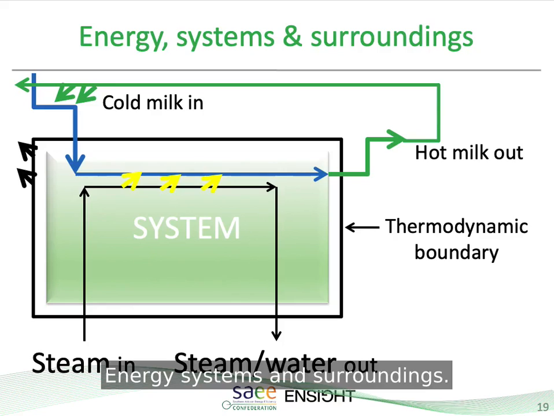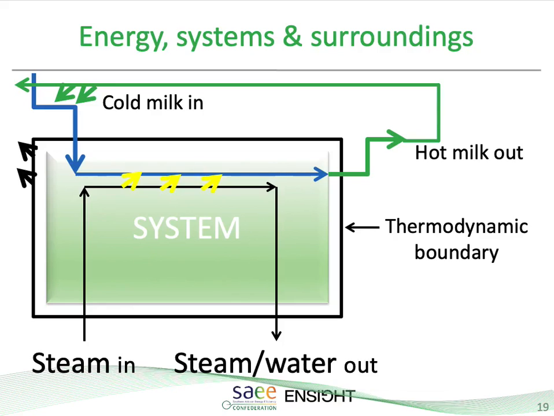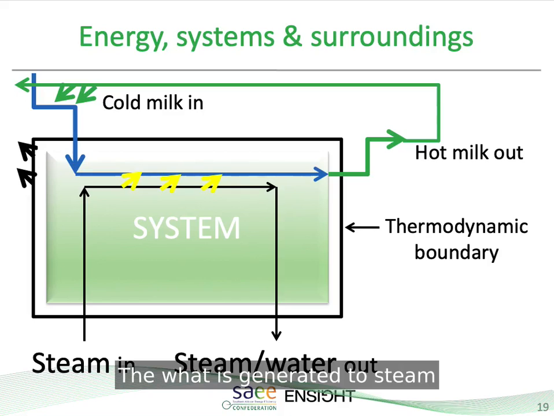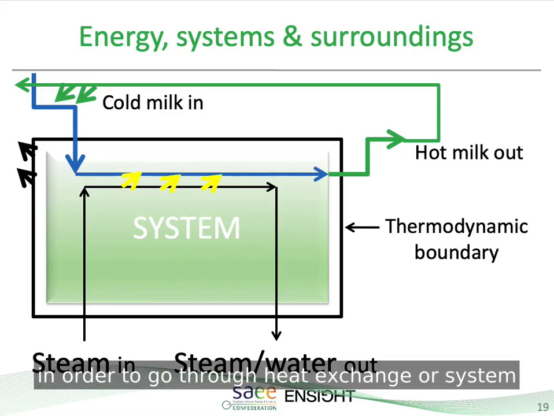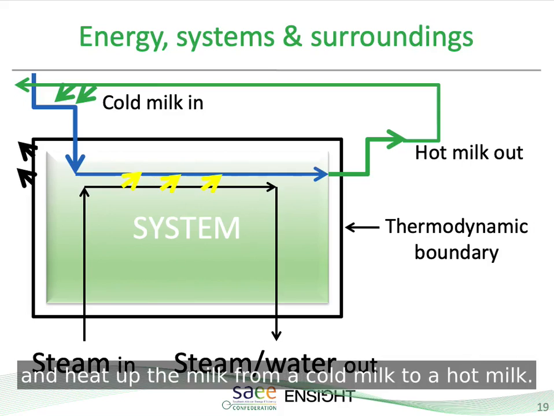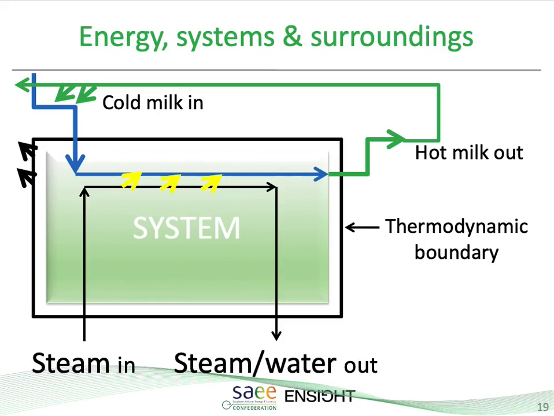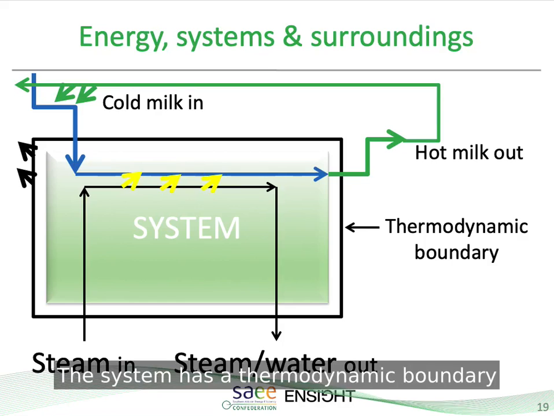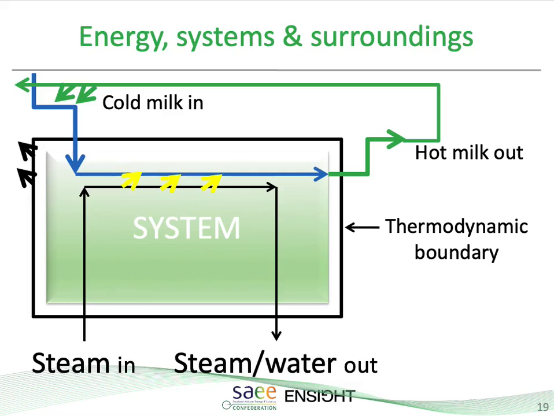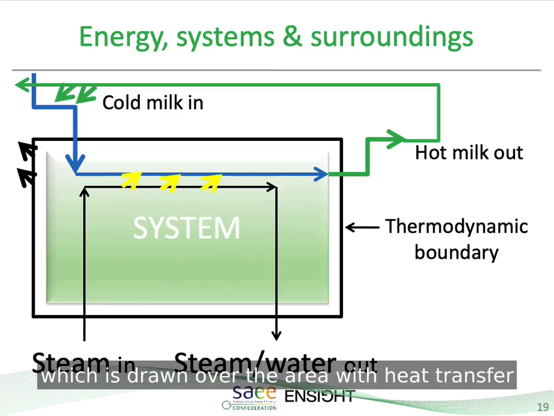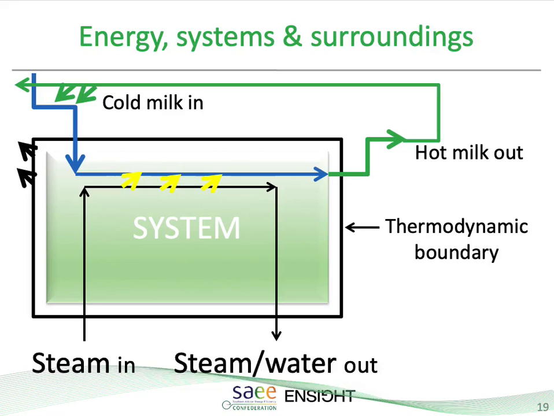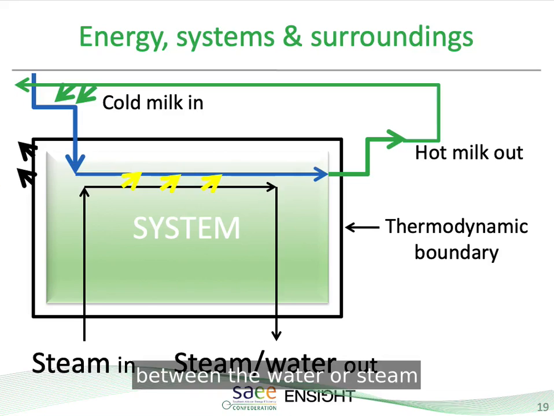Energy, systems, and surroundings. Here we have two liquids, water and milk. The water is generated to steam in order to go through a heat exchanger, or system, and heat up the milk from a cold milk to a hot milk. The system has a thermodynamic boundary which is drawn over the area where the heat transfer between the water or steam and the cold milk is achieved.